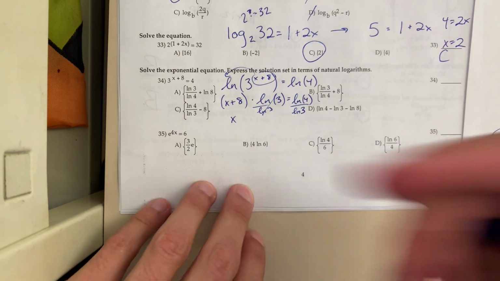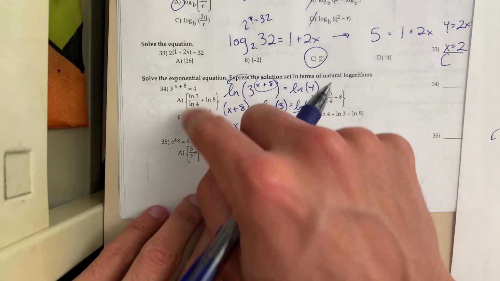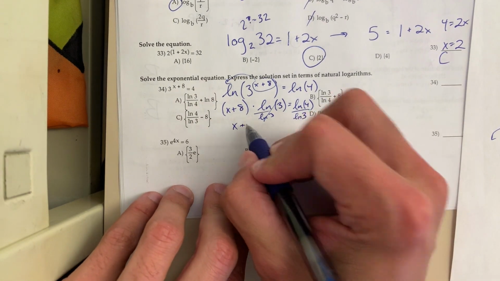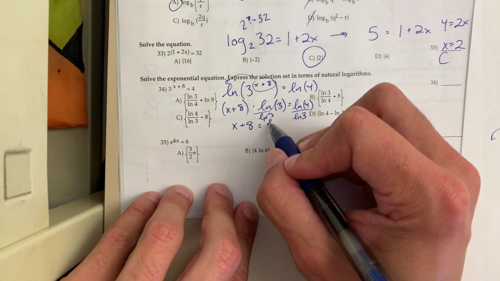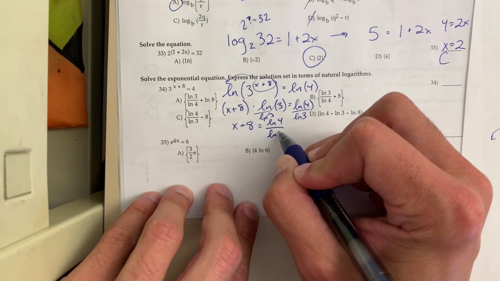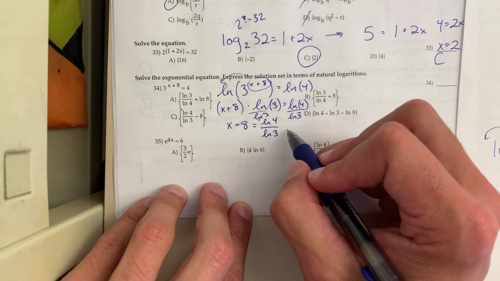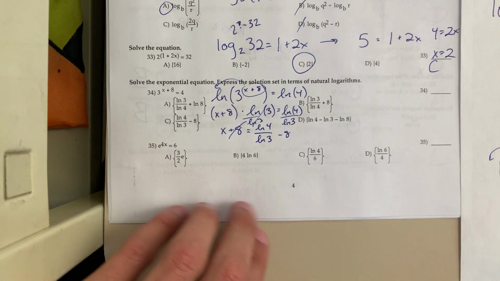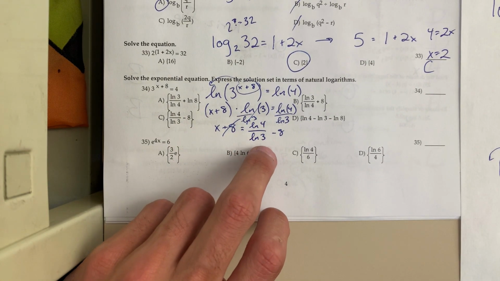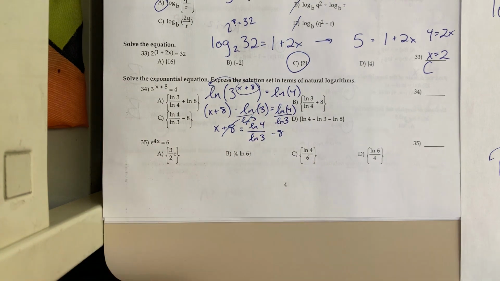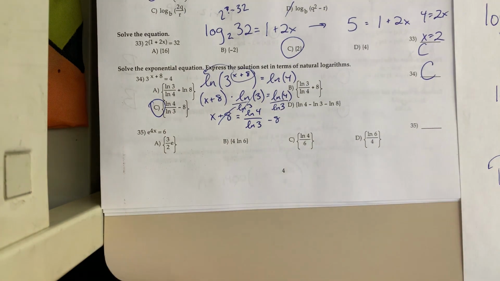Normally we could get these into decimals and get a single value, but it's having us keep it in terms of natural logs, so we won't simplify these. So it's x plus 8 equals natural log of 4 over natural log of 3. Then I need to cancel out this plus 8, so I would do minus 8 over here. So x would equal natural log of 4 over natural log of 3, that whole fraction, and then the minus 8 separate from that. And that would go with answer C.